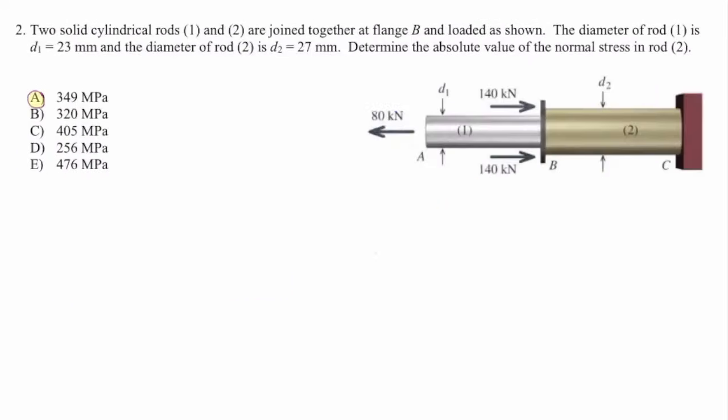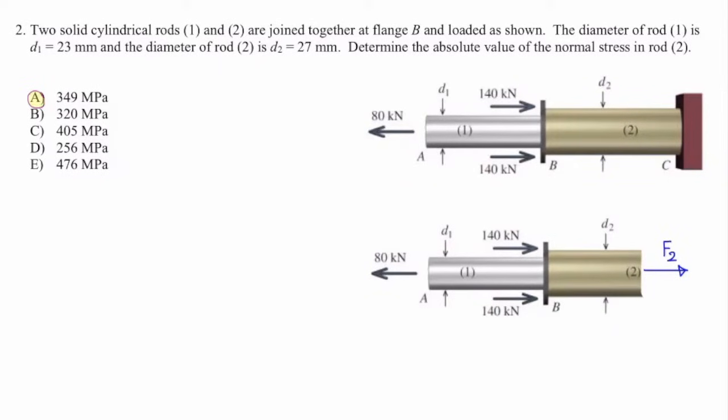Okay, question number 2. Determine the absolute value of normal stress in rod 2. Similar to the question that we had before. Instead of force, we are looking for stress. So in addition to determining force, we need to determine area and then divide force by area. All right, I'm going to take out the free body part of that. So here, I'm going to cut element number 2, put unknown force on the cut section outward from surface, use the equilibrium equation.